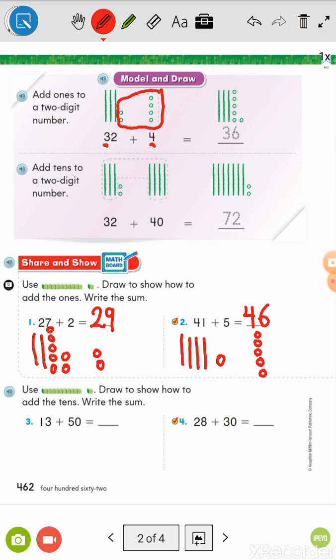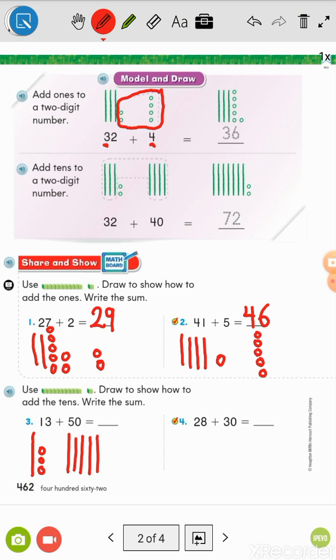Let's move to the other question. Draw to show how to add the tens and write the sum. 13 plus 50. How are we going to draw 13? As usual, we are going to draw lines, then circles. 1 line and 3 circles. Plus 50. How are we going to draw 50? 5 lines and 0 circles.